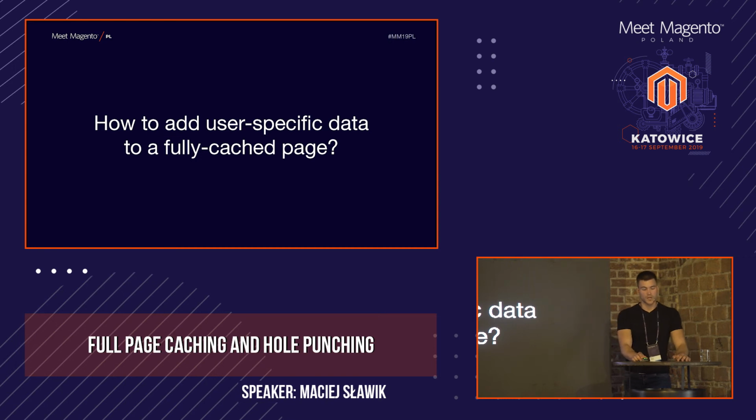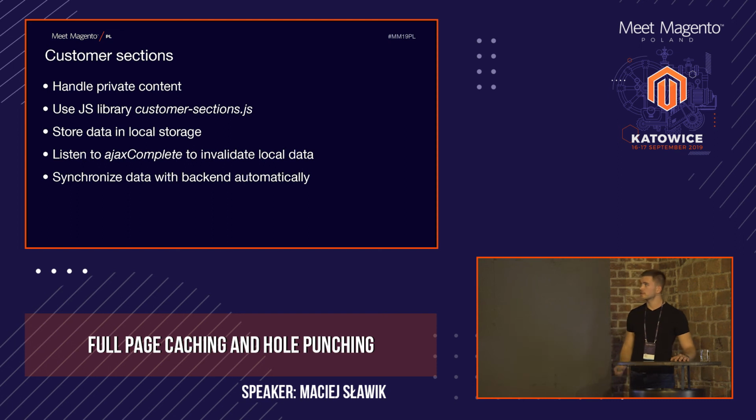If we use full page cache and all the web pages that are stored in full page cache are stored server side and are not generated for each customer individually, how do we add user specific data to the web pages? Because e-commerce is becoming more and more user focused, and it should be more and more personalized for each customer. So how do we do that? This is where the customer sections library comes into play.